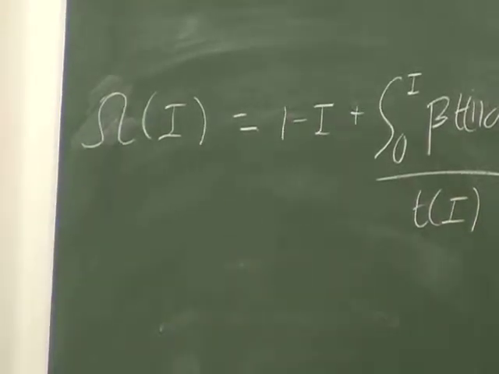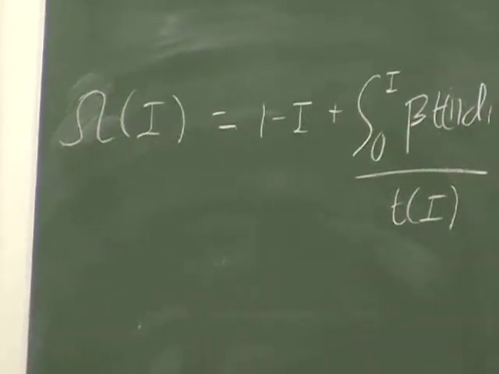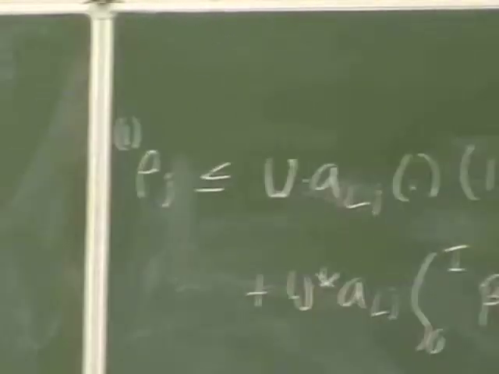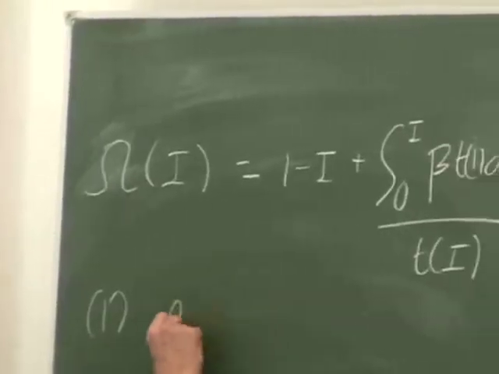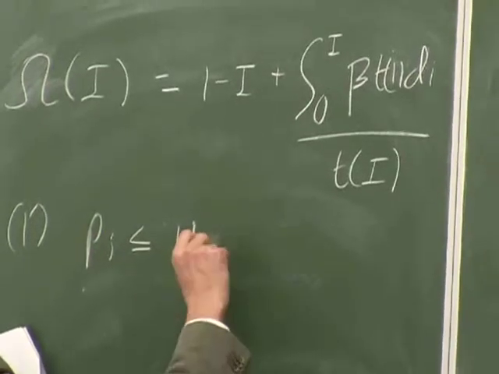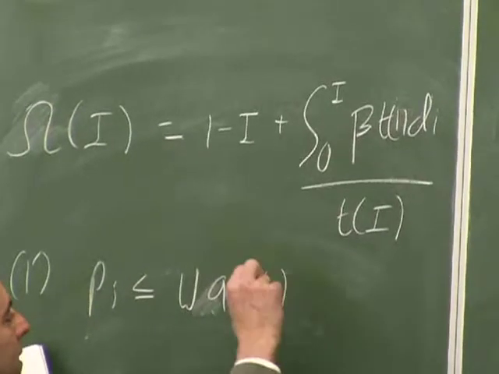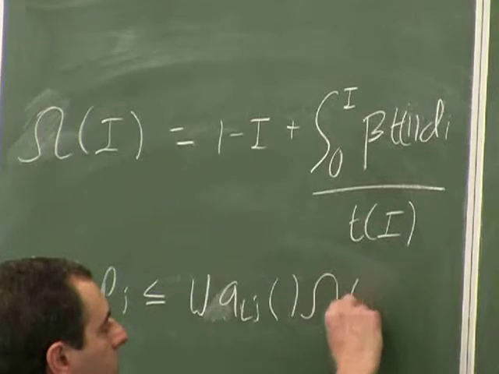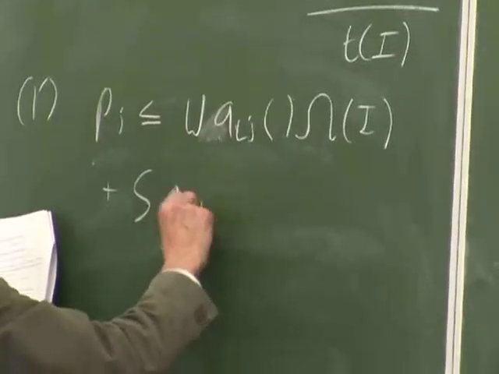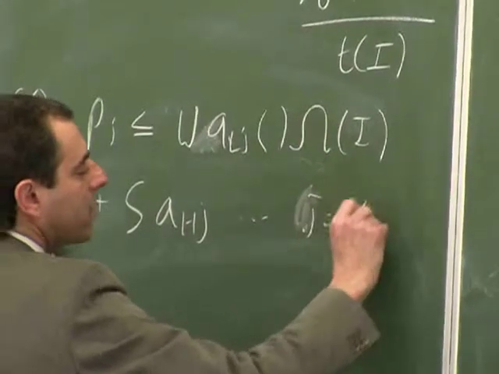Okay? And once you write that omega, you can rewrite this equation over here. So let me call this equation 1. Now I'm going to rewrite equation 1 prime. I'm going to say that P is Pj less than or equal to W times A Lj (omega I plus S A Hj), and then for J equal to X or Y.